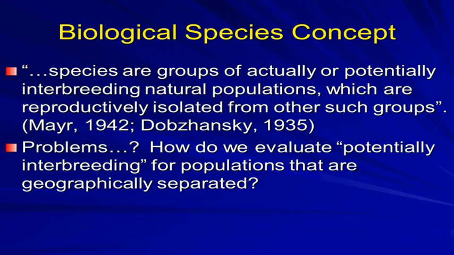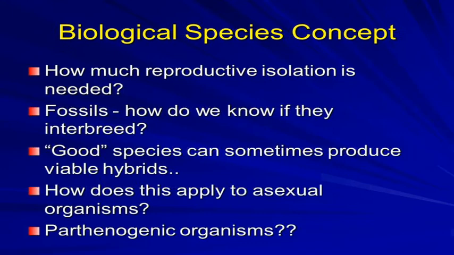Here, there are some problems. How do we evaluate potentially interbreeding populations that are geographically separated? How much reproductive isolation is needed? Fossils, how do we know if they interbreed? Good species can sometimes produce viable hybrids. How does this apply to asexual organisms?